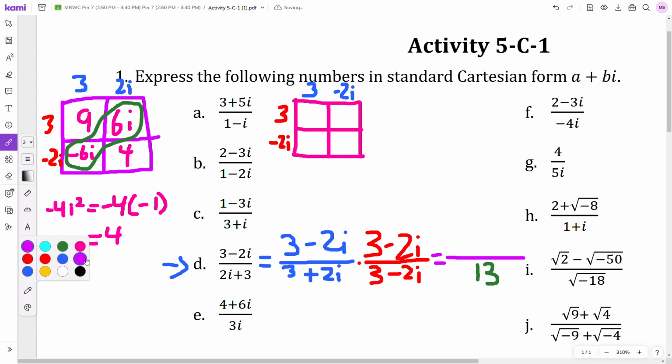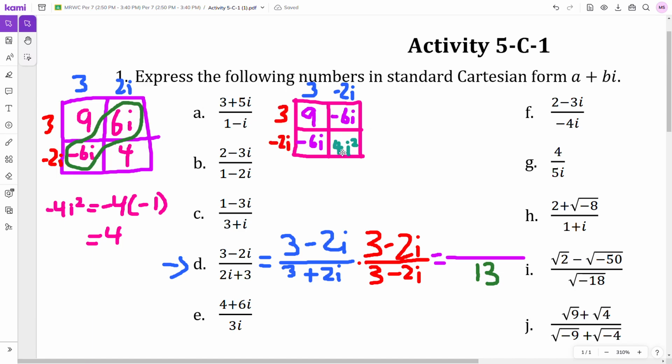And so what we get is 9. And here we're going to get minus 6i. And here we're also going to get minus 6i. And here we're going to get positive 4i squared. But remember, i squared is just negative 1, so this is really just negative 4. And so if we add these together, we get 5 minus 12i.